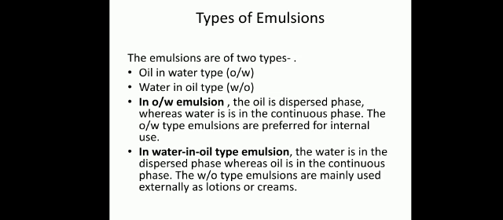The oil in water type emulsions are preferred for internal use. In water in oil type emulsion, the water is the dispersed phase, whereas oil is the continuous phase. The water in oil type emulsions are mainly used externally as lotions or creams.